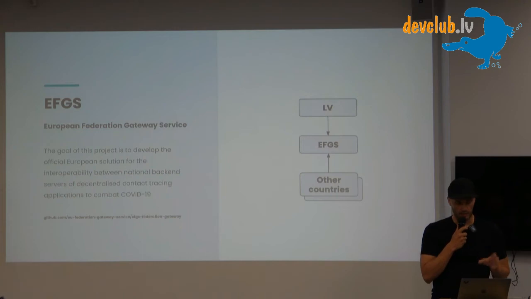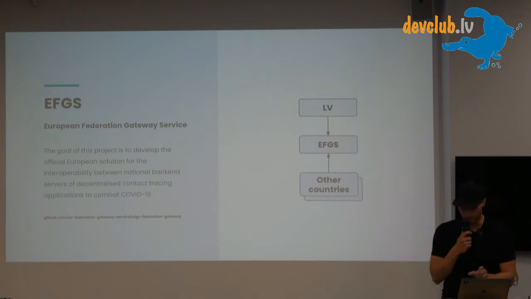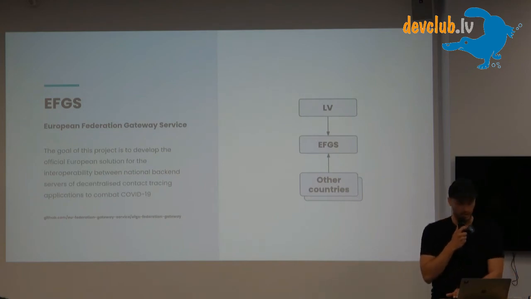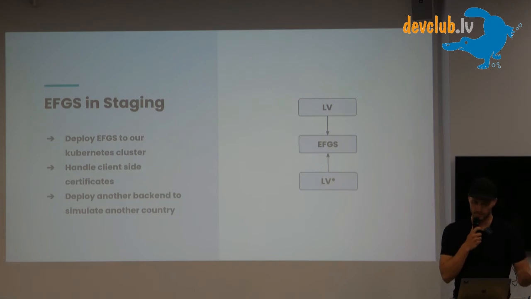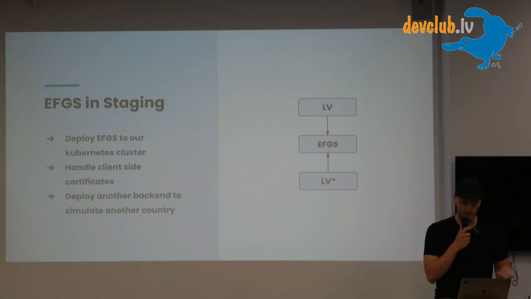And this EFGS was an open source project on GitHub. We also did some pull requests to fix some things there, and at some point we needed to test this. How does it actually work in our app? What we did was deploy a clone of our backend to the same Kubernetes cluster, just by copying all the manifests and renaming the names.